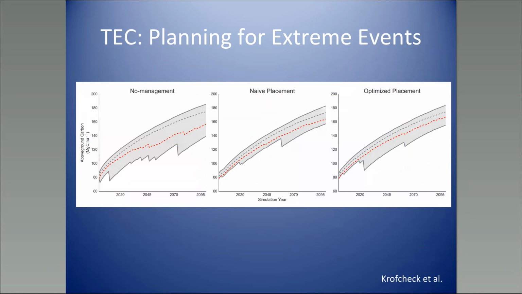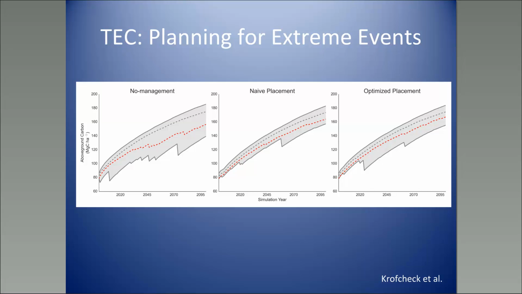And the effects of that on total ecosystem carbon are somewhat striking when we dig into them. So what these figures are the no management on the left, the naive placement in the middle, and the optimized placement on the right. And this is actually above ground carbon, megagrams carbon per hectare. And so this is the entire distribution of all 50 replicate simulations for each scenario. And so the top line represents the maximum amount of carbon in any given time step for that simulation, regardless of which replicate it is.